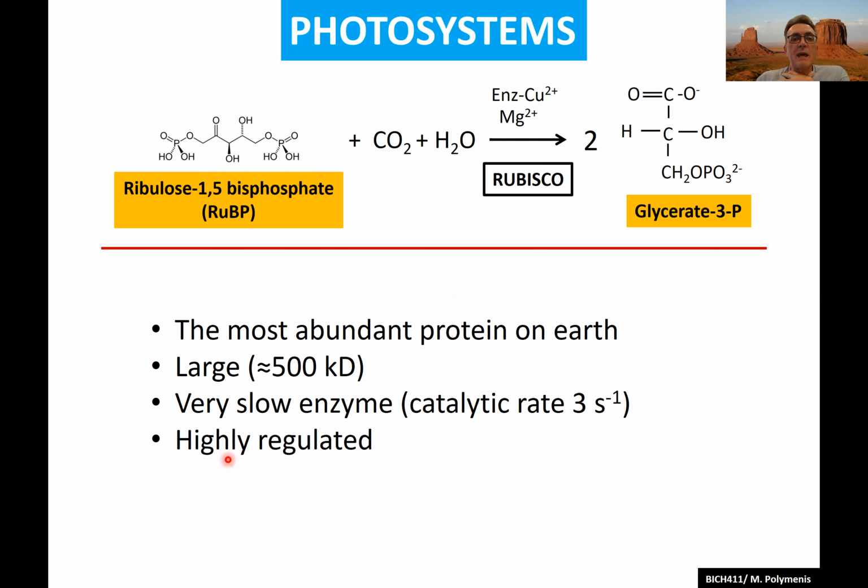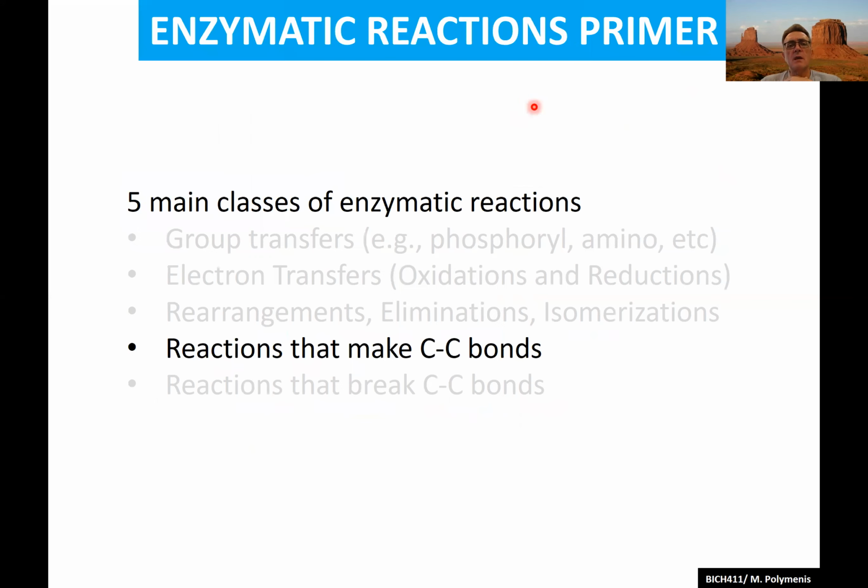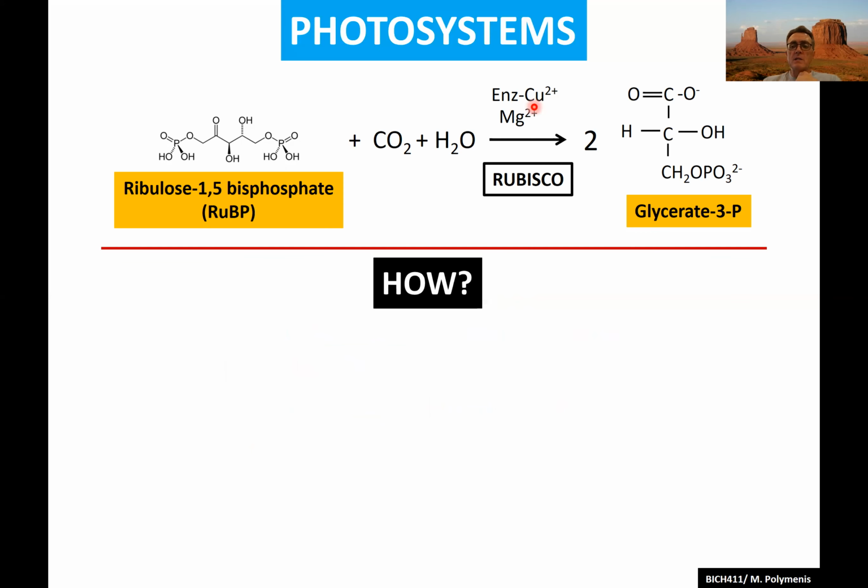It's also extremely highly regulated, and we'll see how that happens. It needs magnesium for its activity too, and we'll see how that happens too. All right, what is it? I've already told you it's a carboxylase. You make carbon-carbon bonds. We've seen several of those already. The mechanism is a little different in this case. So how does it happen?